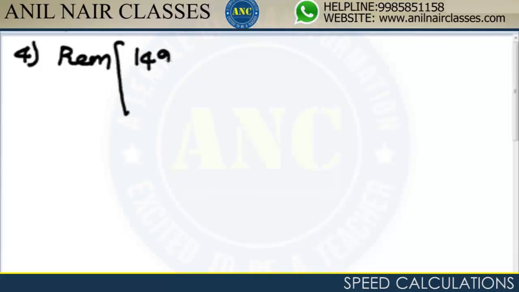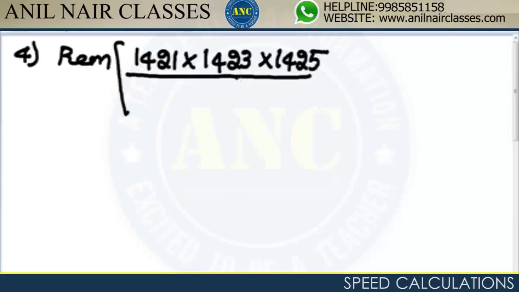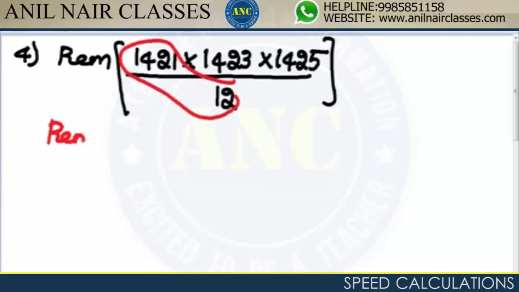1421 into 1423 into 1425 divided by 12. If I do this, 12 ones are 12, remaining 22. 12 ones are 12, it is 101. 12 eights are 96, remainder is 5.